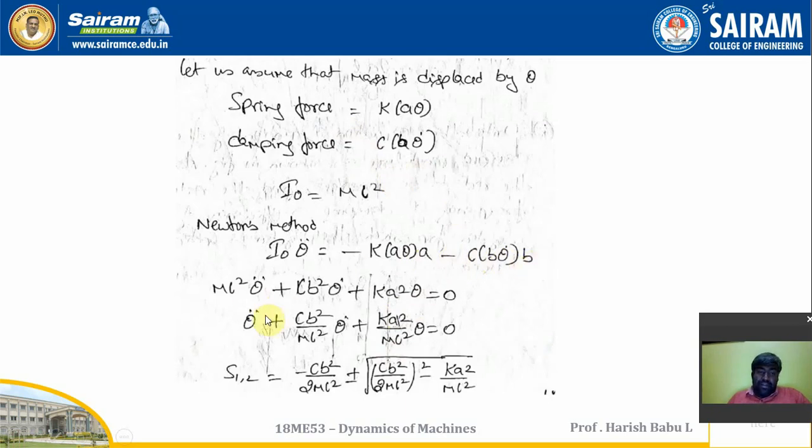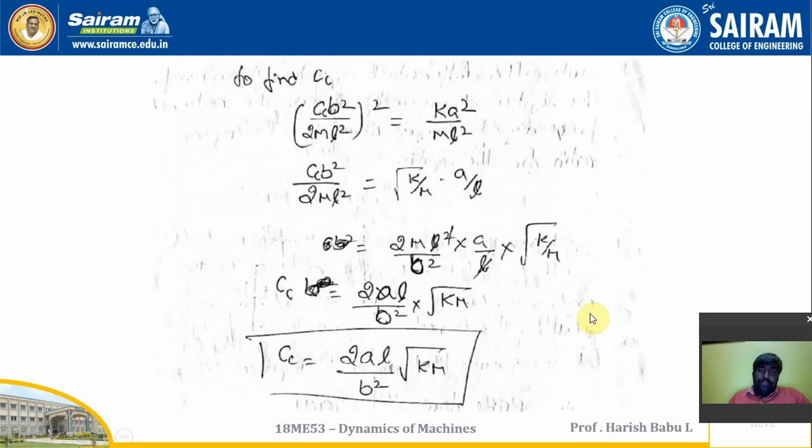So when I simplify that, I'm going to get the equation theta double dot plus C B square by M L square into theta dot plus K A square divided by M L square into theta equals 0. So this is the equation. So for that, the solution s1, 2 will be equal to minus C B square by 2 M L square plus or minus root of (C B square by 2 M L square) squared minus K A square by M L square.